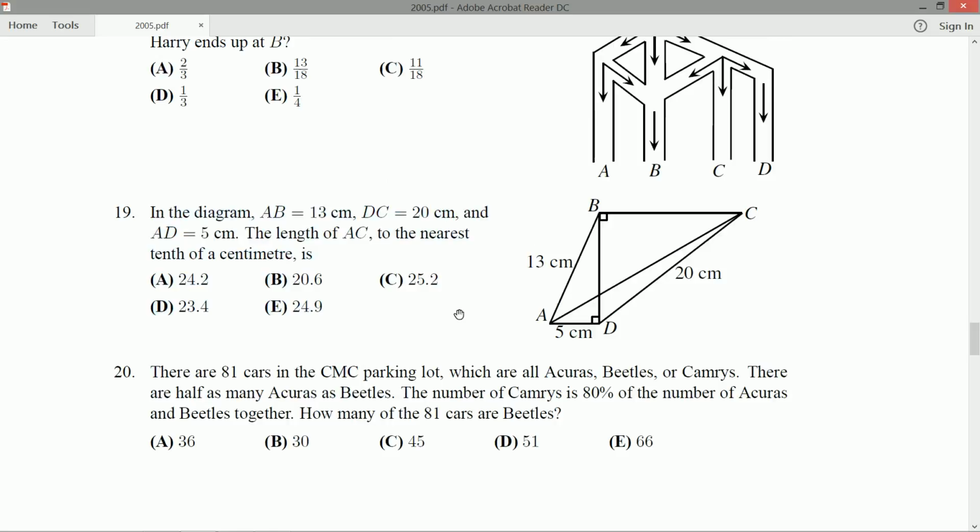Okay, in the diagram, AB is 13 centimeters, DC is 20 centimeters, and AD is 5 centimeters. The length of AC to the nearest tenth of a centimeter is, and we have some options. So I'm seeing nearest tenth of a centimeter, immediately I'm feeling for my calculator. Do I have to? No, I might get lucky, but it turns out that it'll be some calculation I can make or approximate.